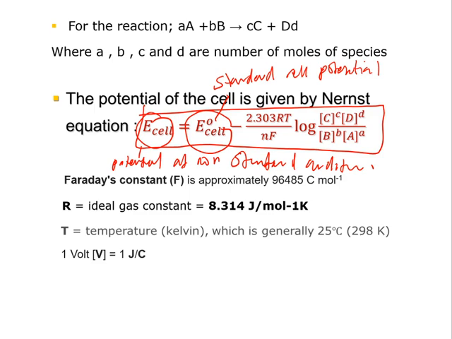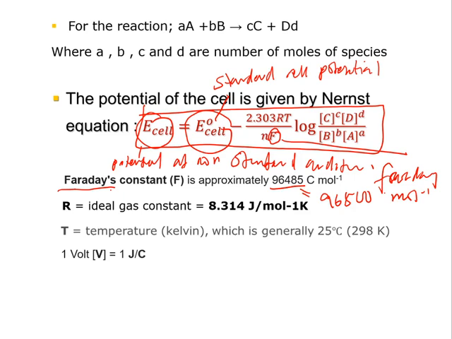Then now we have constants in this equation. The first one is F, the Faraday constant, normally given by 96,485, and sometimes it is rounded off to just 96,500 coulombs per mole. Then you have the R value, which is the gas constant, given by 8.314 joules per mole per Kelvin.